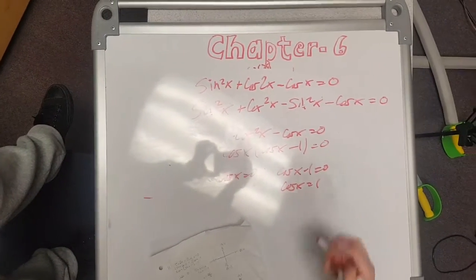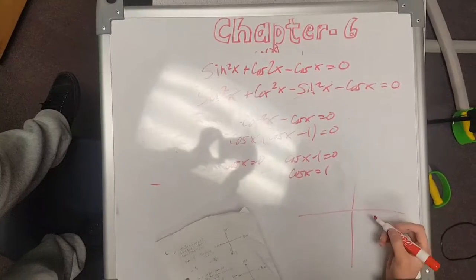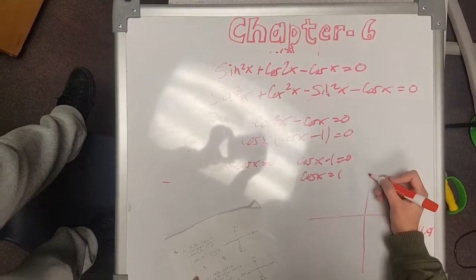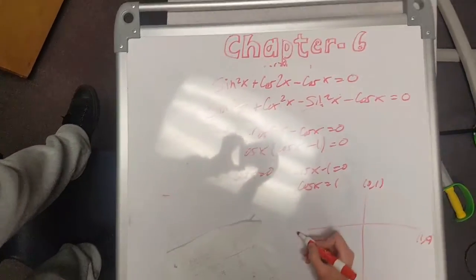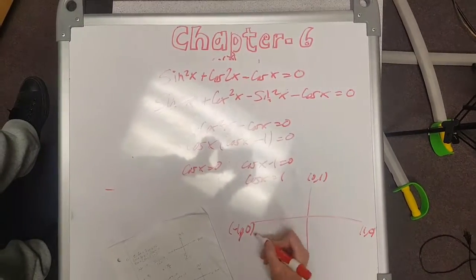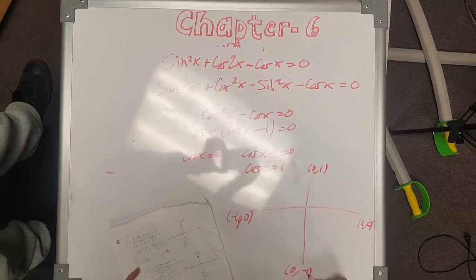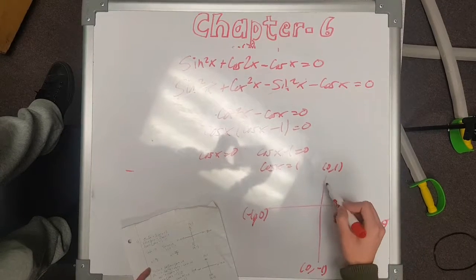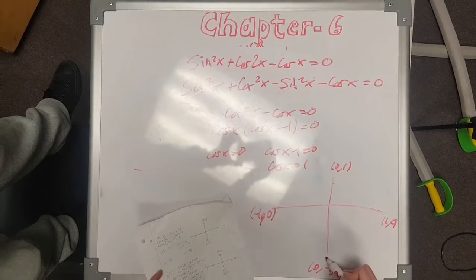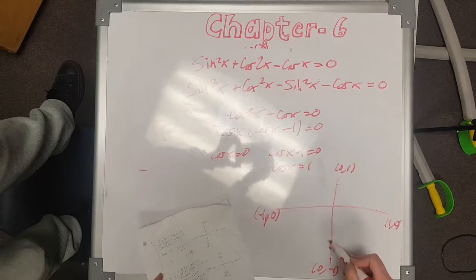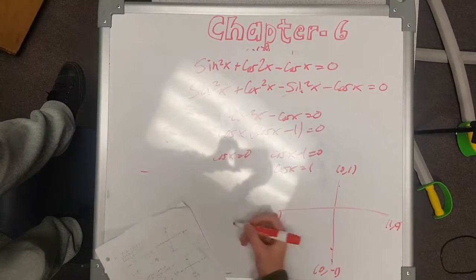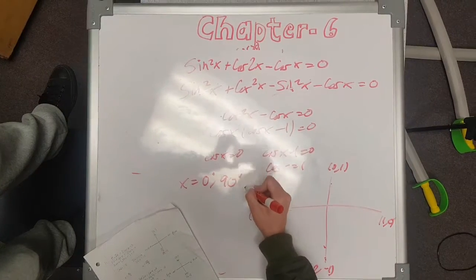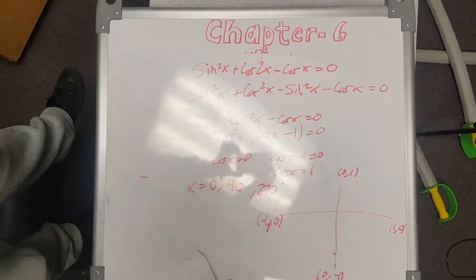Now, on the unit circle, this is 1, 0, 0, 1, negative 1, 0, and 0, negative 1. So when cosine x is 0, it's this point and that point. So 90 degrees and 270 degrees, and when cosine x is 1, it's 0 degrees. So the answer is x equals 0 degrees, 90 degrees, and 270 degrees.